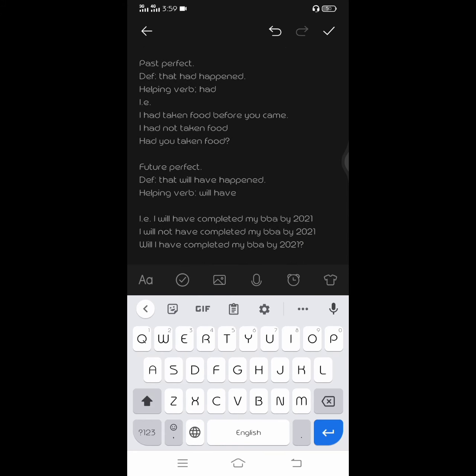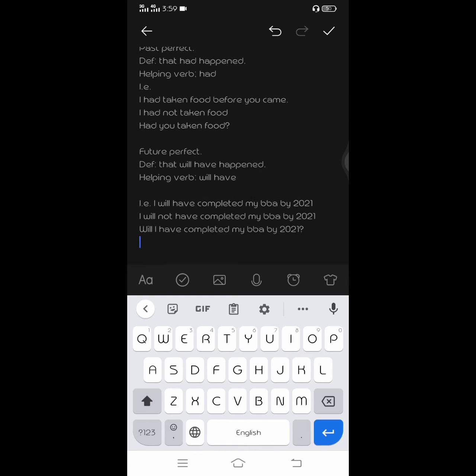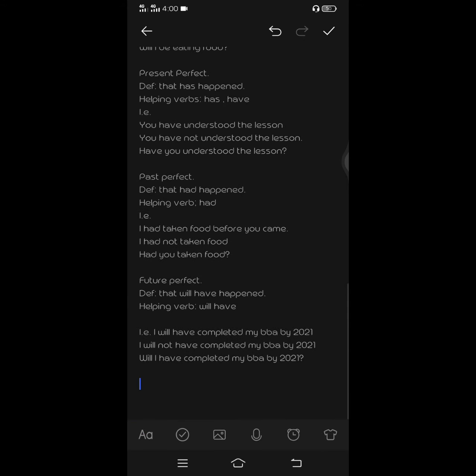So what is the meaning of this? I will have completed, मैं कर चुका हूँगा. I will not have, मैं नहीं कर चुका हूँगा. Will I have, क्या मैं complete कर चुका हूँगा. Perfect. Moving on to the other part, which is about perfect continuous tenses.